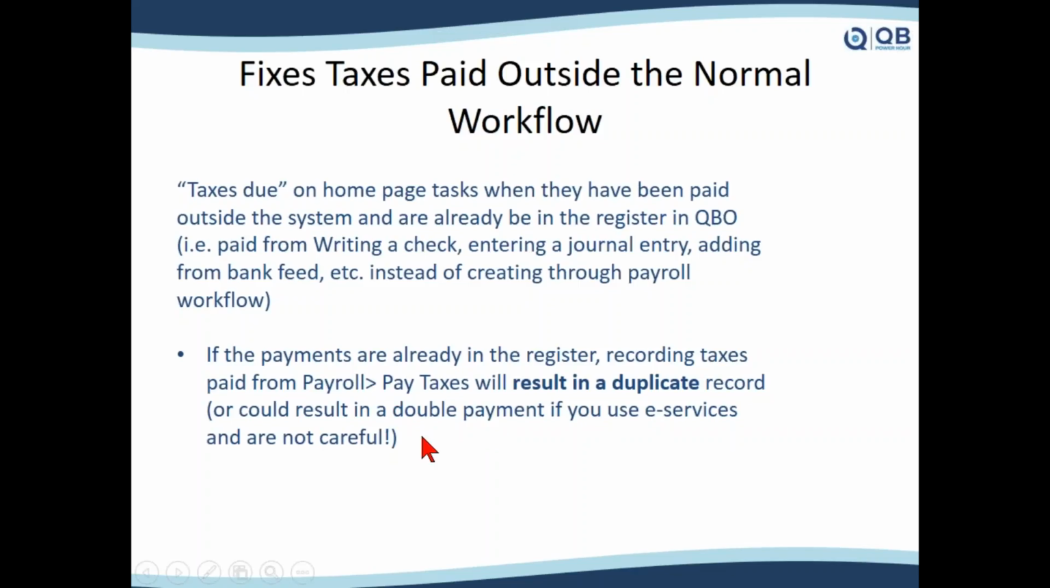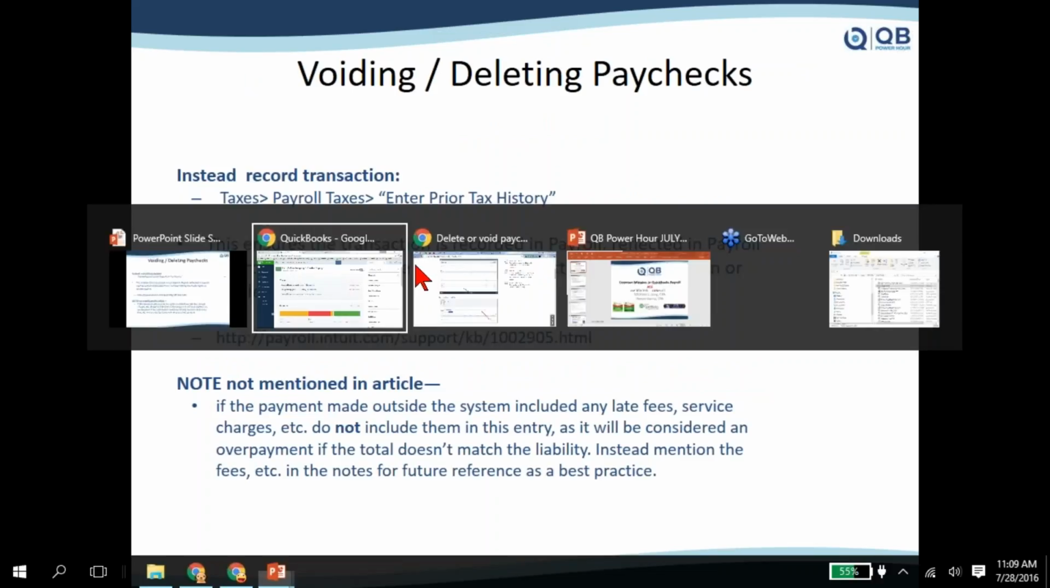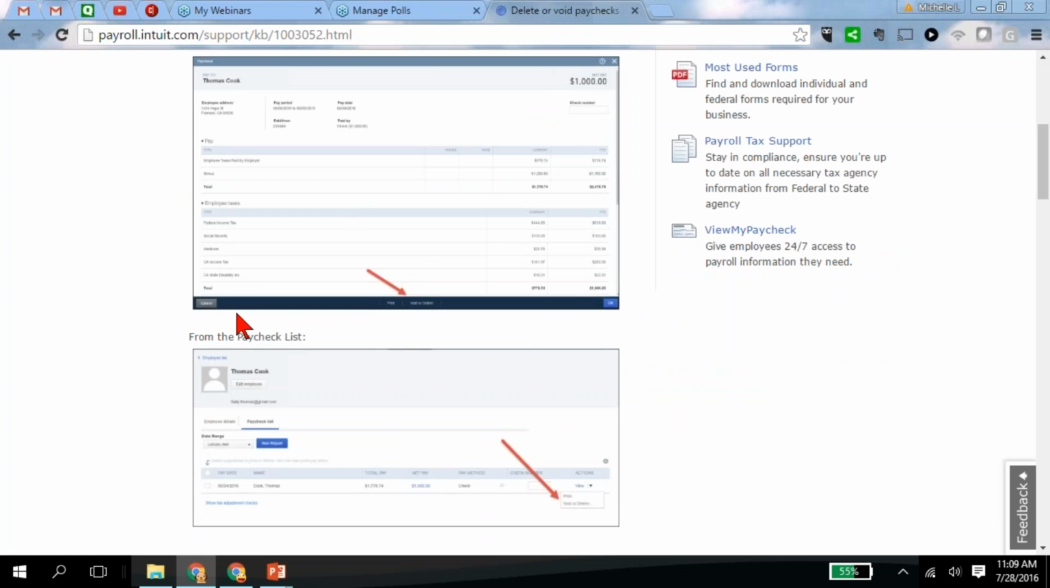So don't go in and click on the payroll taxes and pay it the correct way because you're going to have a duplicate entry in QuickBooks now. However, they paid it wrong to begin with, and now you just did it this way, and it also could trigger a double payment. So do not do that. Instead, what you want to do is go under the taxes and payroll taxes, enter the prior tax history. Okay, this is going to make sure that it's recorded in payroll properly and all that. So let me show you how you would do that.